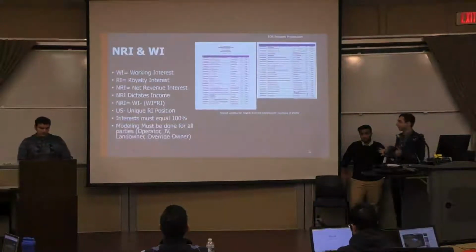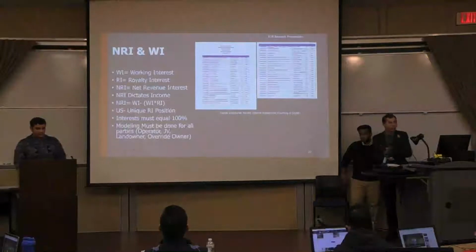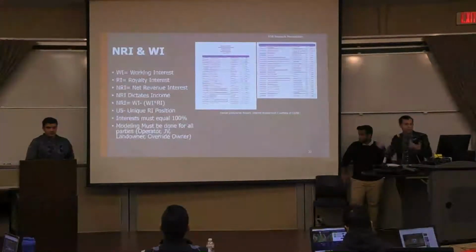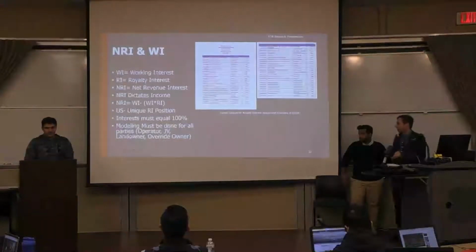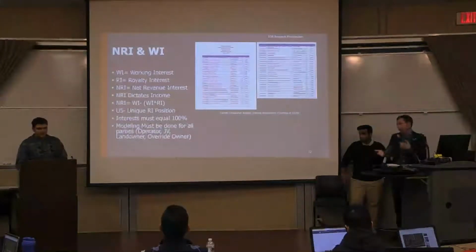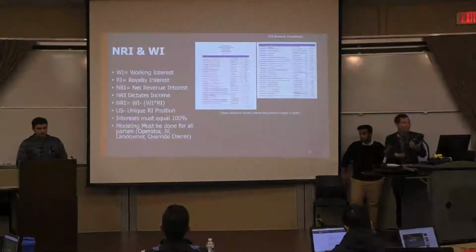So essentially, the first thing we need to understand is what type of NRI do we have and what working interest do we have. NRI basically dictates how much income you're going to get as a company. Specifically, your royalty interest part is very unique in the United States because we actually lease from landowners that own the mineral rights, whereas in other countries, the government actually owns it.